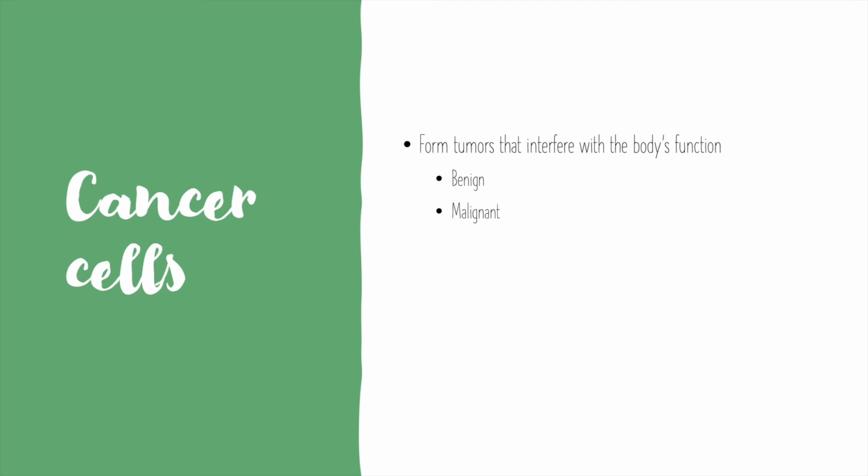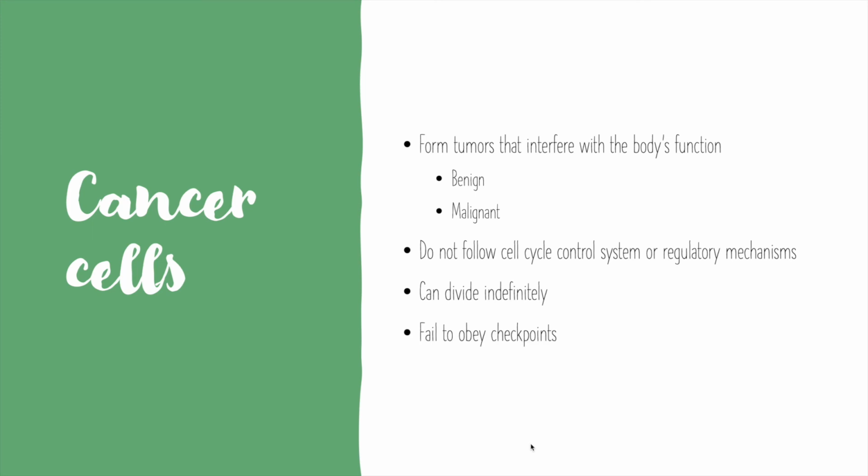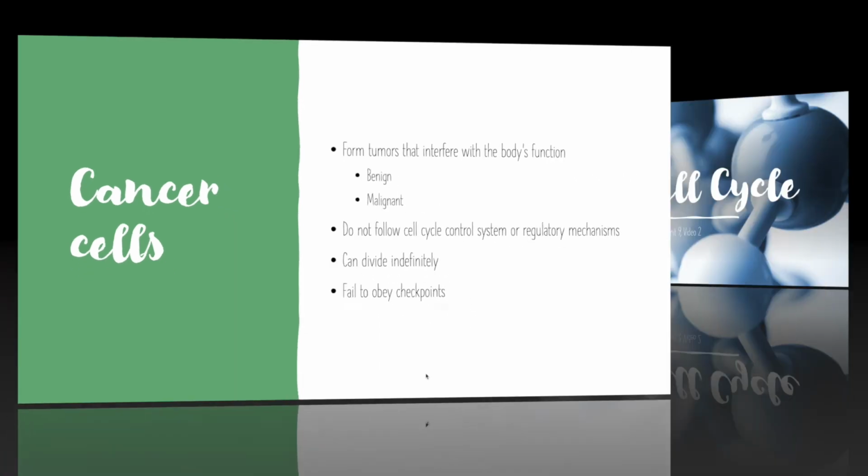Cancer cells do not follow control mechanisms or regulatory signaling. Cancer cells divide indefinitely if nutrients are present. They also do not follow density-dependent inhibition. They stop dividing at random parts of the cycle rather than obeying the checkpoints.